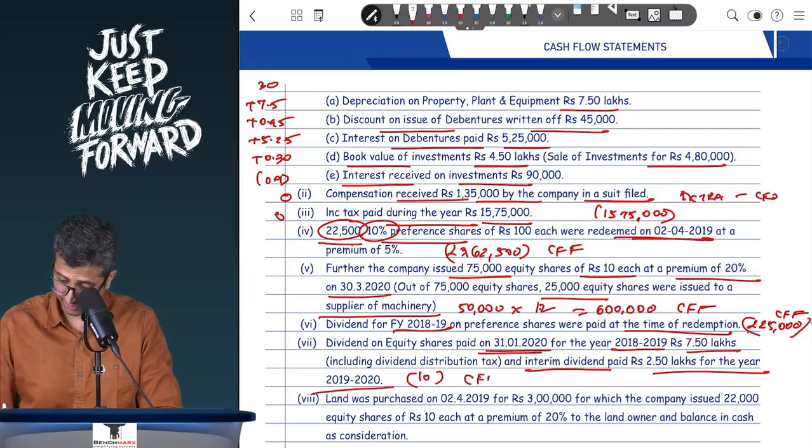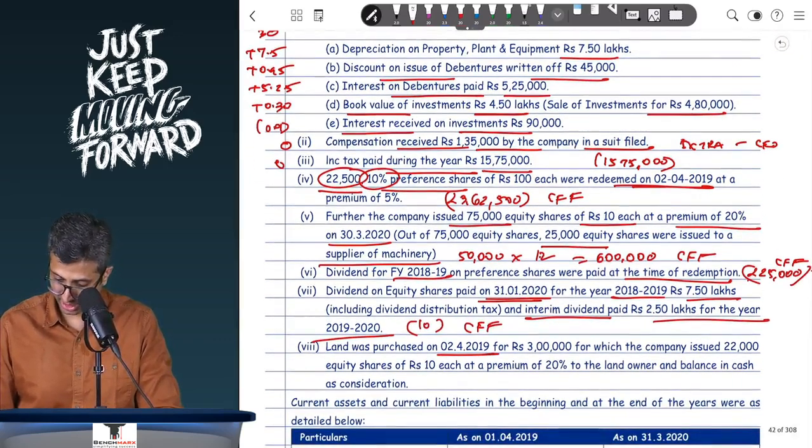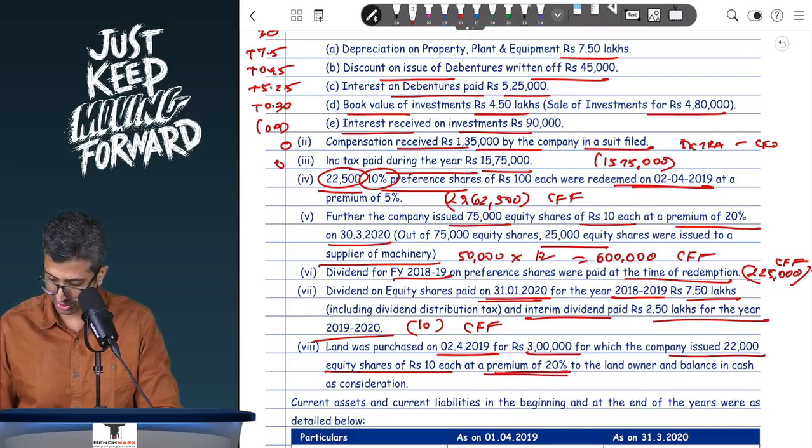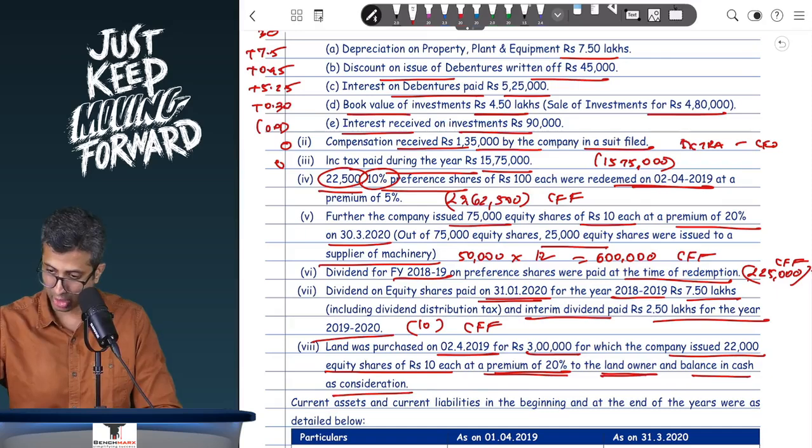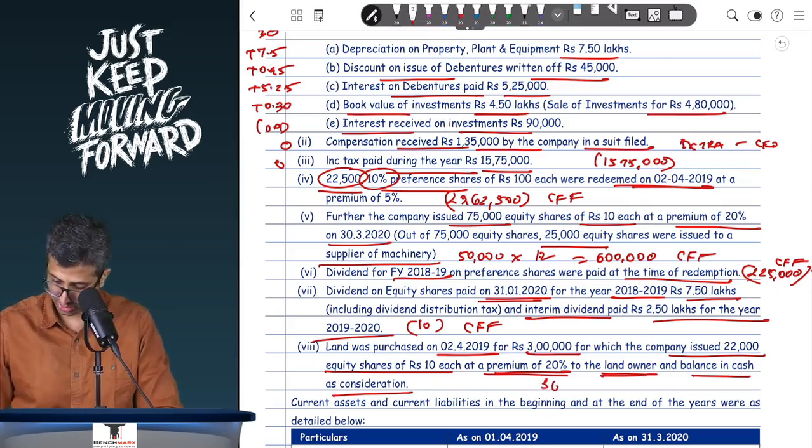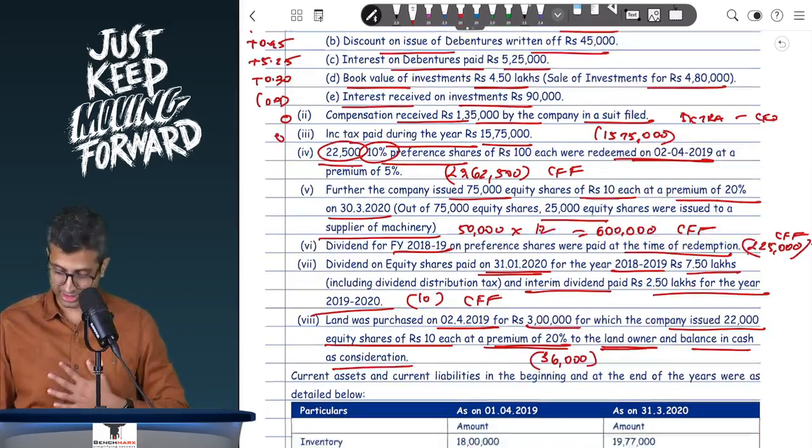This is also CFF. Land was purchased on 2nd April for 3 lakhs, for which the company issued 22,000 equity shares of rupees 10 each at a premium of 20% to the landowner, and the balance in cash. So how much is in cash? 22,000 at a premium, so 22,000 into 12, maybe 264 minus 3 lakhs. So can I say 36,000 will go in your cash flow from investing.